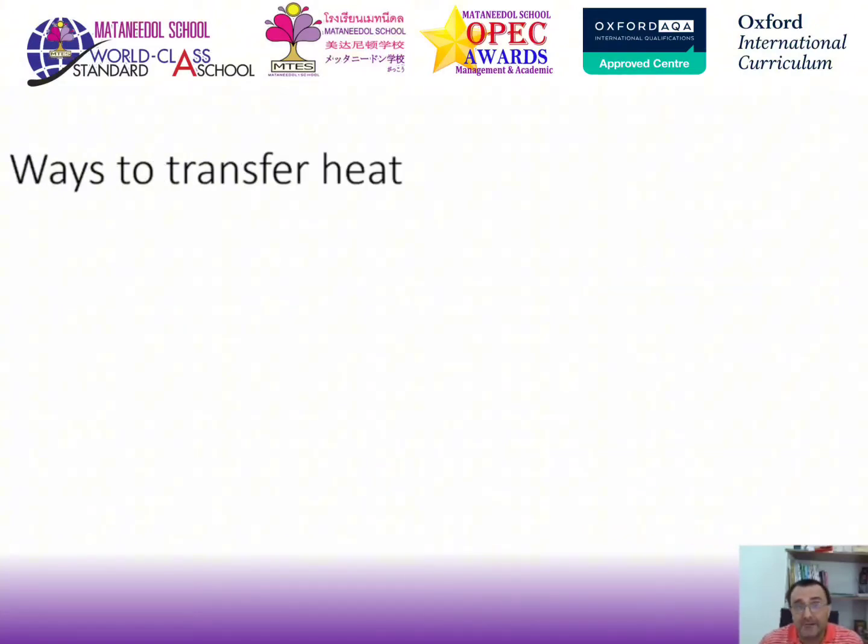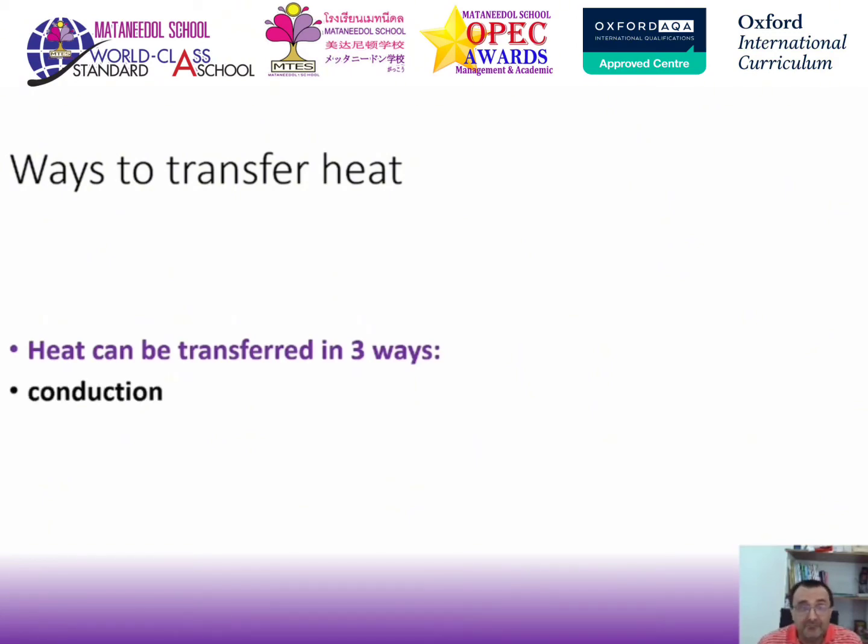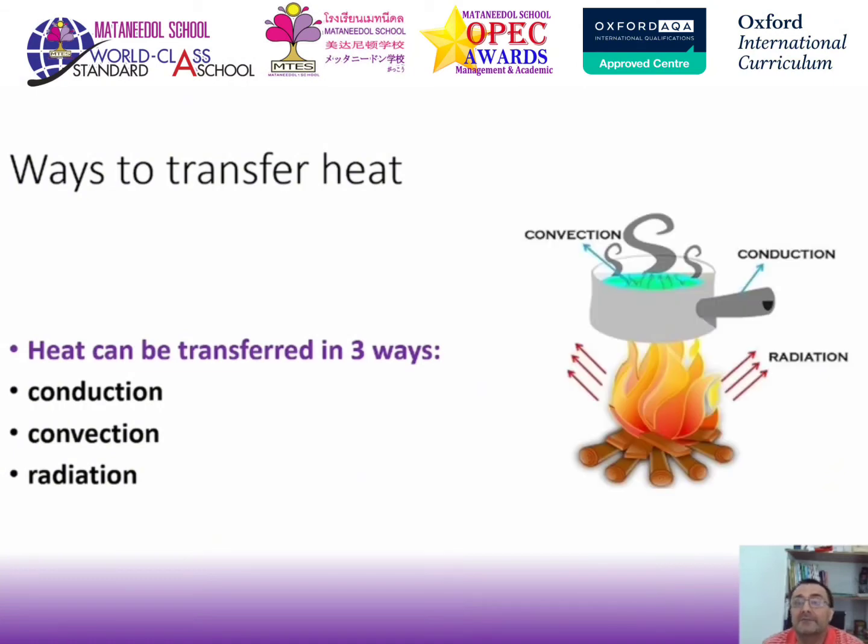So how can we transfer heat? There are three ways we can transfer heat. Conduction, which means when something's touching. Convection, when air or a liquid moves around. And radiation, which is purely transferring it as energy. So you can see the examples here. Radiation going out into the air from the fire. The fire is heating the pan through conduction, and the soup in the pan is being heated by convection.